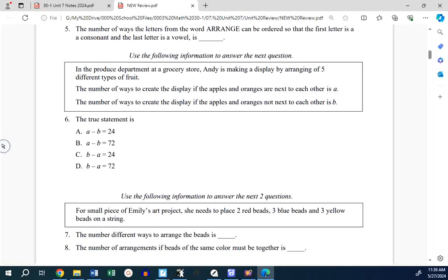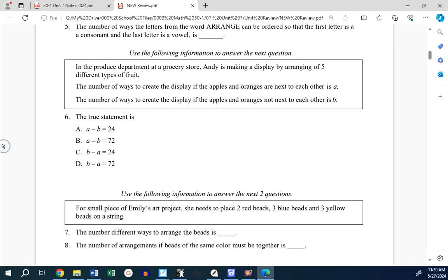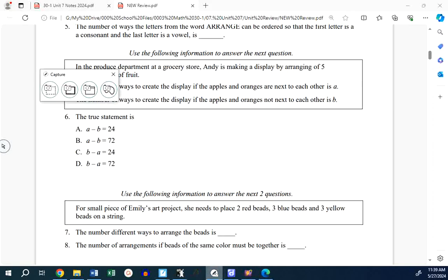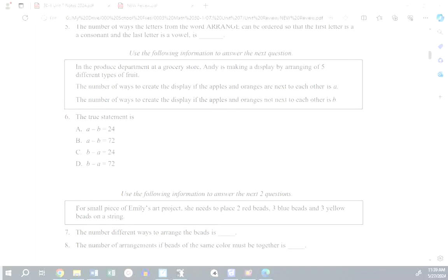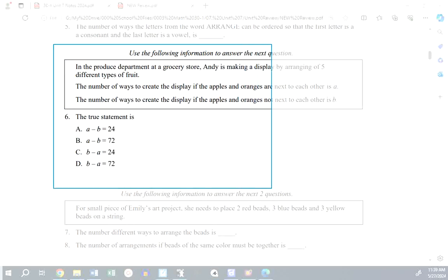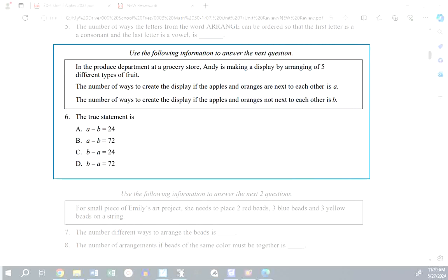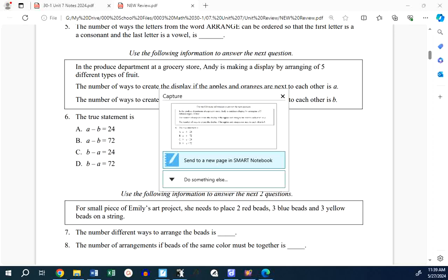So take a look at number 6 in the handout. Andy is making a display by arranging 5 different types of fruit. This is in a grocery store. And it tells you that if the apples and oranges are next to each other, the number of ways to do that is A.